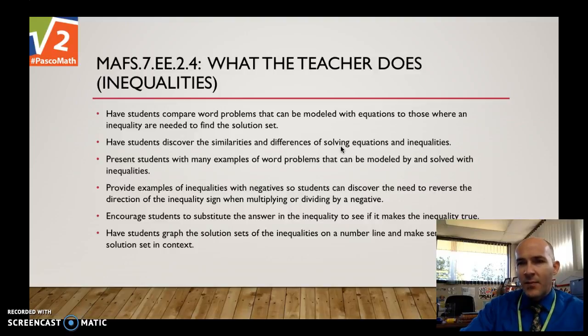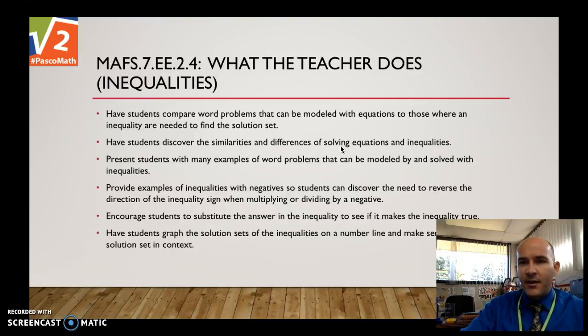That would be a great writing prompt in the classroom, or take it out the door to get to their understanding. Present students with many examples of word problems that can be modeled by and solved with inequalities. Also provide examples of inequalities with negatives so students can discover the need to reverse the direction of the inequality sign when multiplying or dividing by a negative.